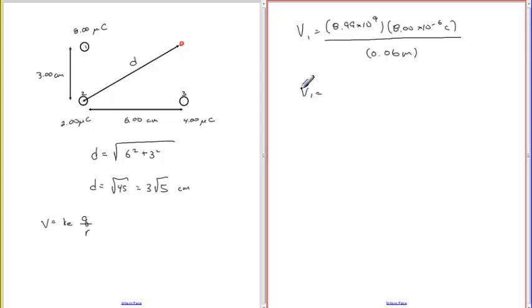So let's plug that into the calculator. 8.99 e to the 9th times 8 e to the negative 6 divided by 0.06. So I get a big number, 1.20 times 10 to the 6 volts.